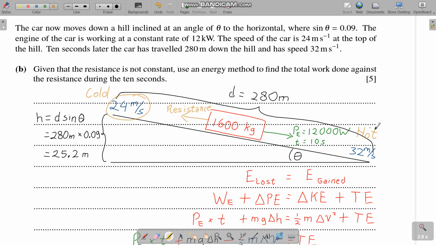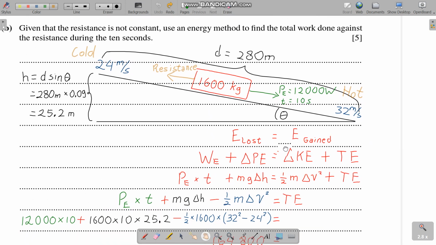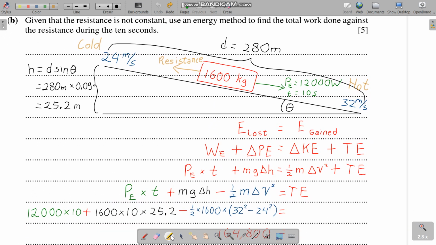Initial speed, final speed. So because of the resistance force here, just think of friction. Because of friction, the object will be warmer in the end. So we're going to say we have thermal energy in the end. Now we use energy conservation. Energy lost equals energy gained. Energy lost, because it's going down the hill, we have potential energy.